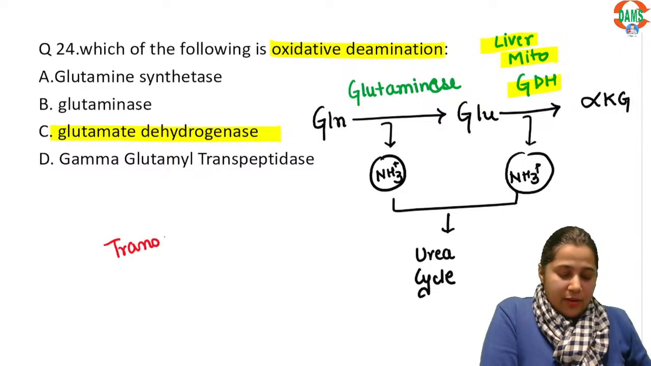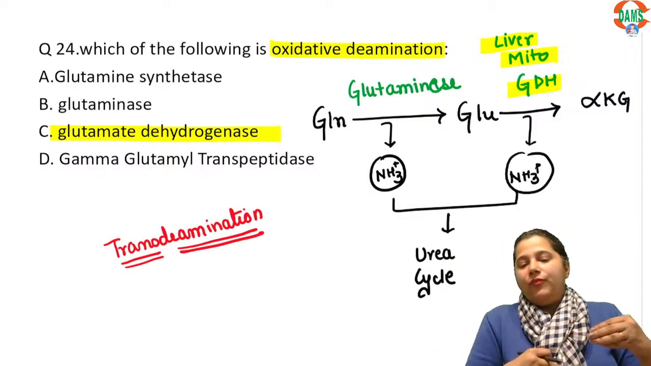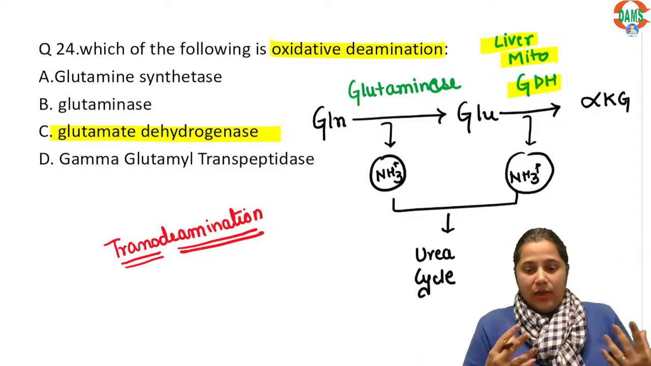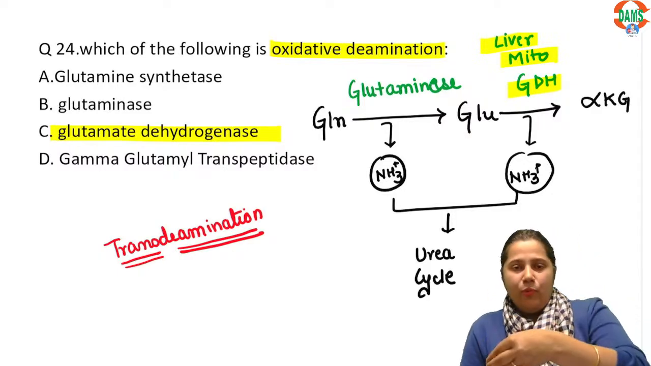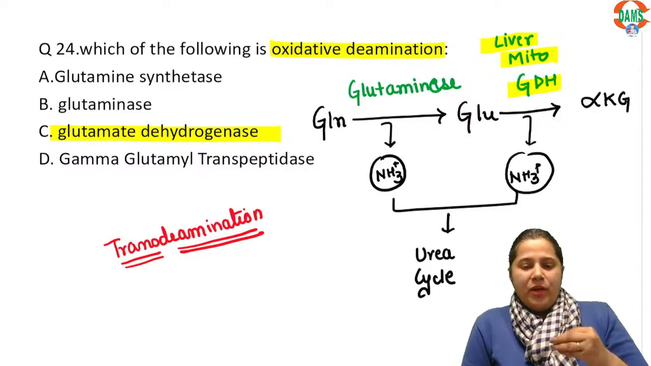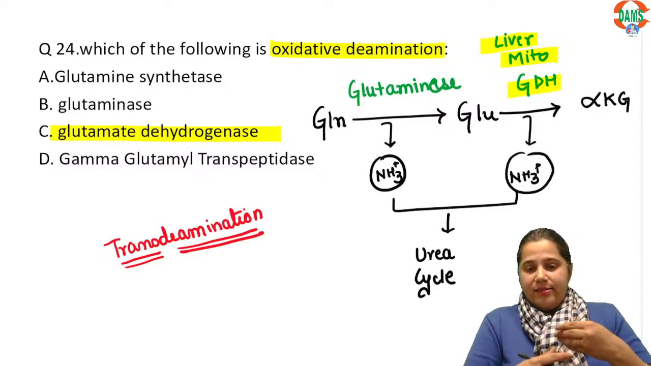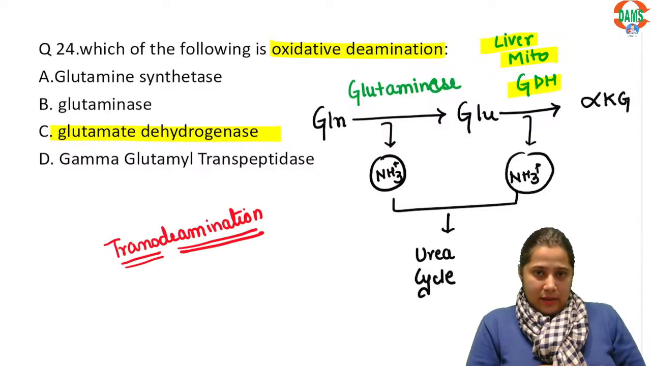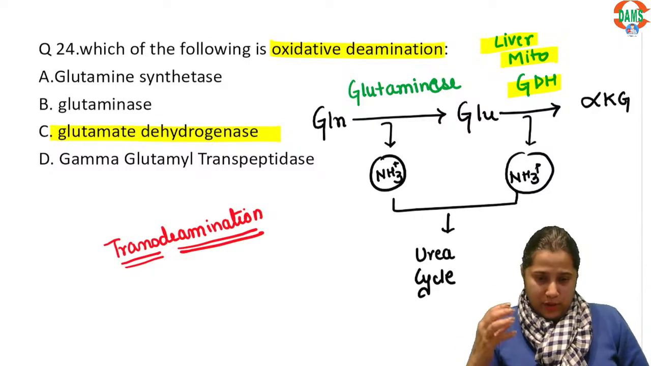trans-deamination. At times, you get a short note on what is trans-deamination. It starts from transamination and it ends with oxidative deamination. Together, this is the whole inter-organ exchange of ammonia: transamination will form glutamate, then glutamate to glutamine, then glutamine is released in blood and taken up by the liver, where it is converted, releasing the ammonia to form urea.